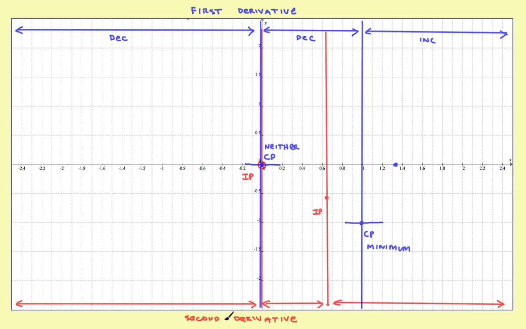And the second derivative will tell you about concavity. So when I worked with the first derivative, it gave me increasing and decreasing. In these red intervals, we'll put what we know about concavity. So back to the worksheet.